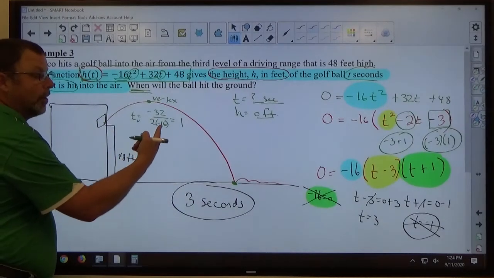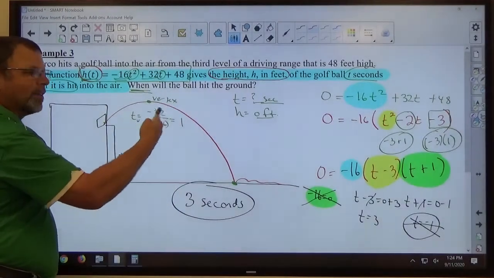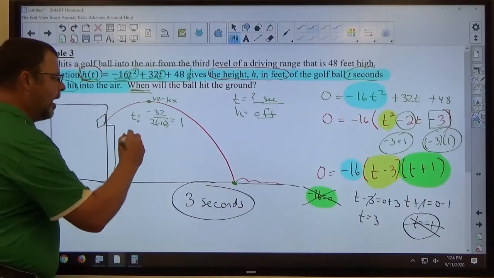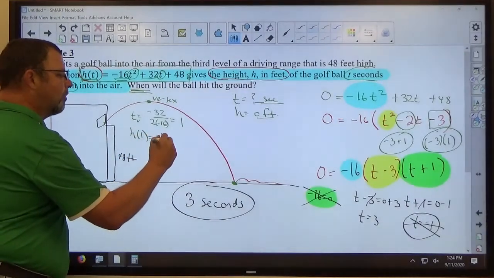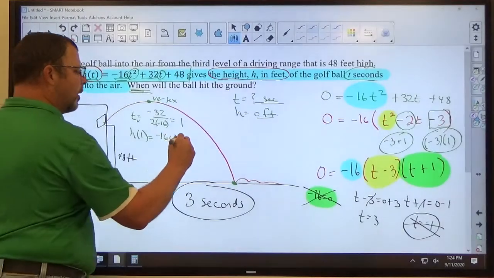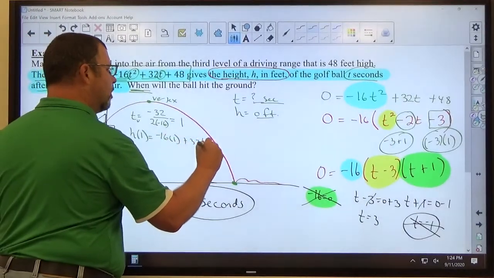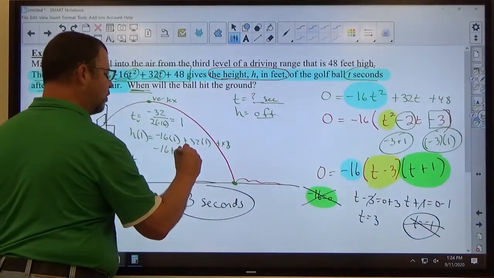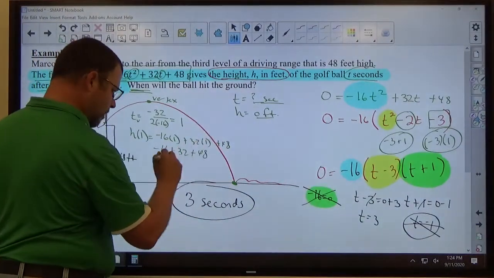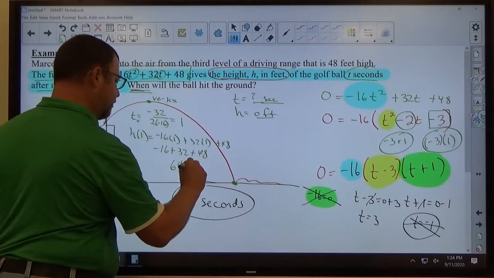Negative 32 over negative 32 is positive 1. So positive 1 seconds is when the vertex happens. And the height at 1 second is going to be negative 16 times 1 squared plus 32 times 1 plus 48. That comes out to negative 16 plus 32 plus 48, which according to my calculations is 64 feet.